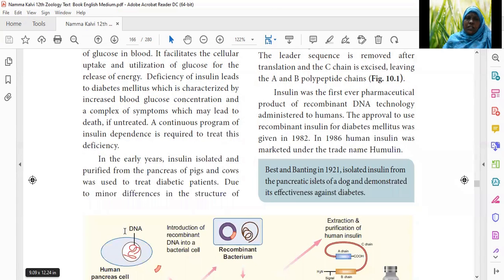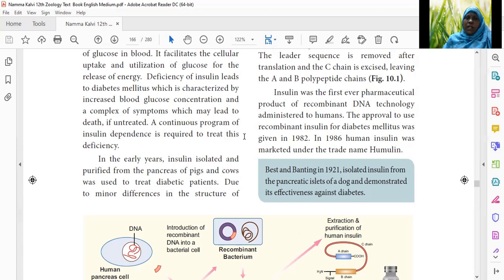In earlier years, insulin was isolated from animal bodies, that is, from the pancreas of pigs and cows. People affected by insulin deficiency, who were diabetic, needed to be injected with insulin to control their blood glucose. Those days biotechnology was not available, so insulin was isolated from the pancreas of pigs and cows and purified, and it was used to treat diabetic patients.